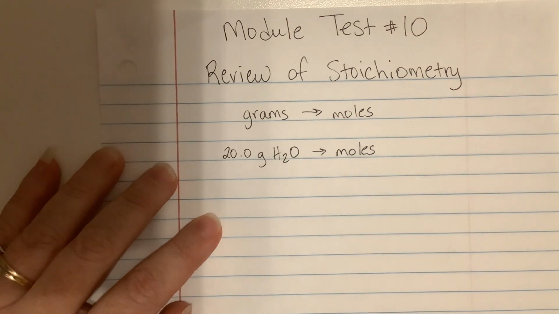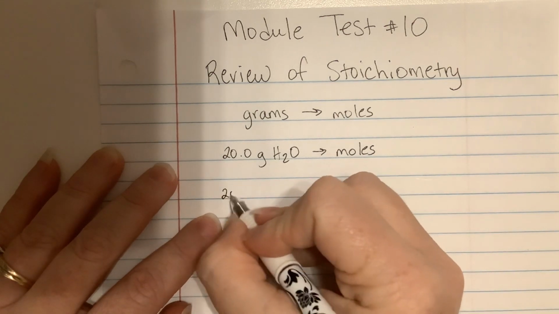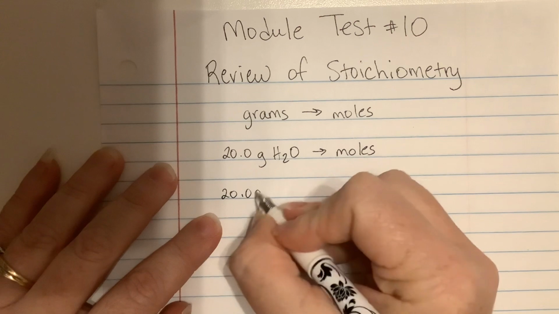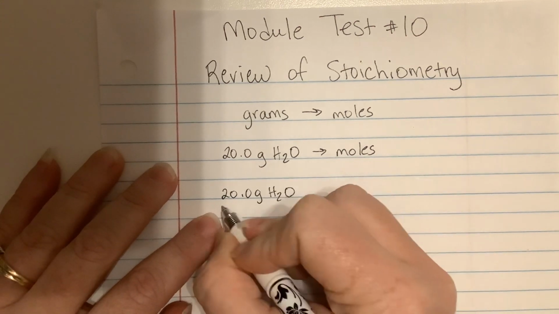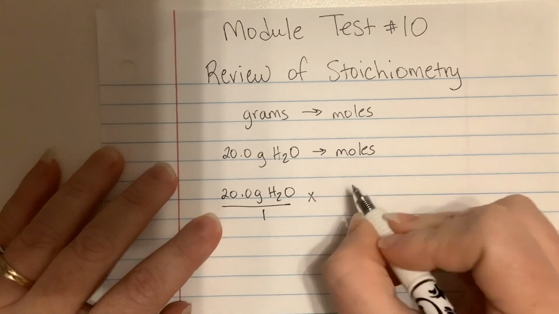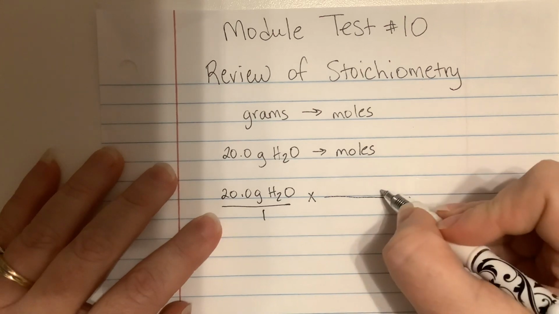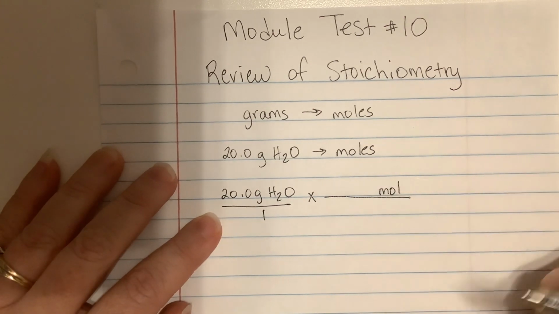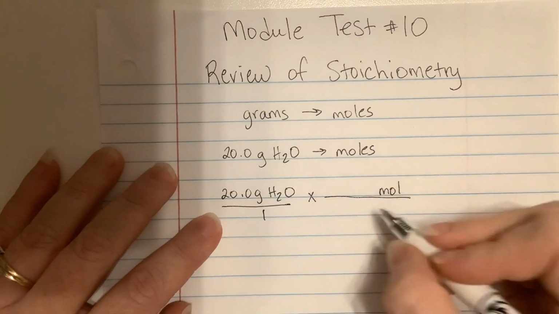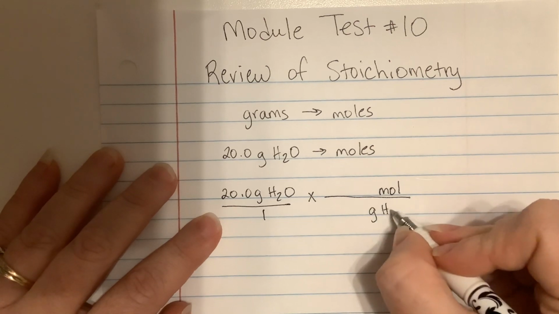Very simple. It's one conversion formula problem. All right, so we take our 20 grams of H2O over 1, multiply it, and now over here we want to end up with moles, so moles goes on top. We want to get rid of grams, so grams of H2O go on the bottom.